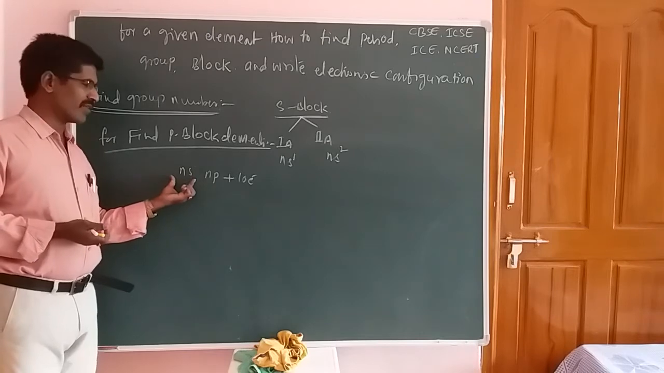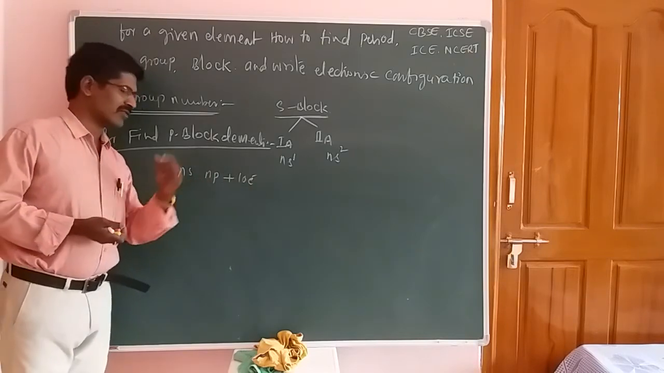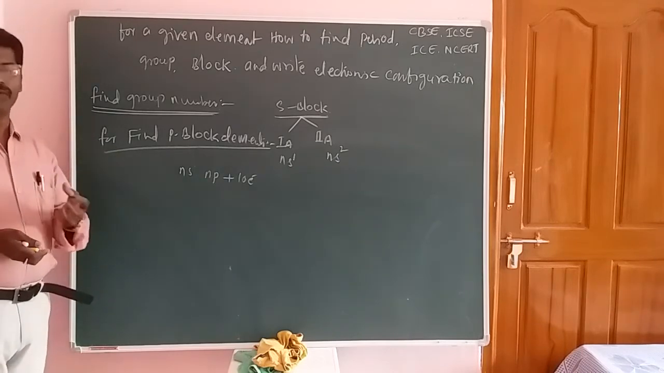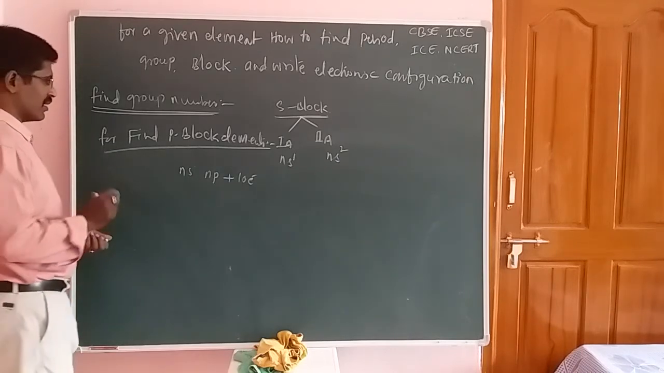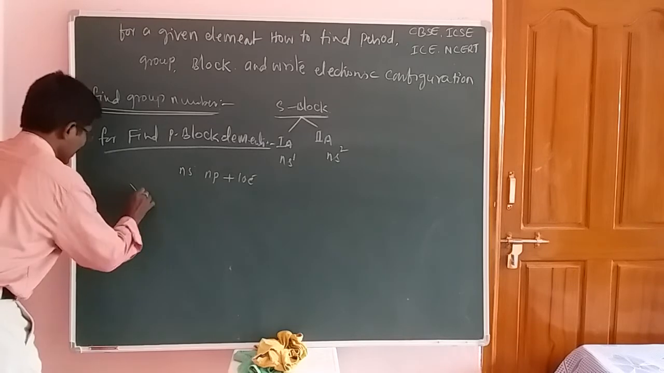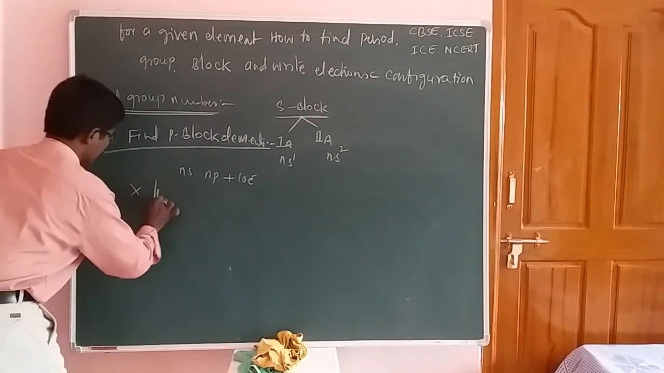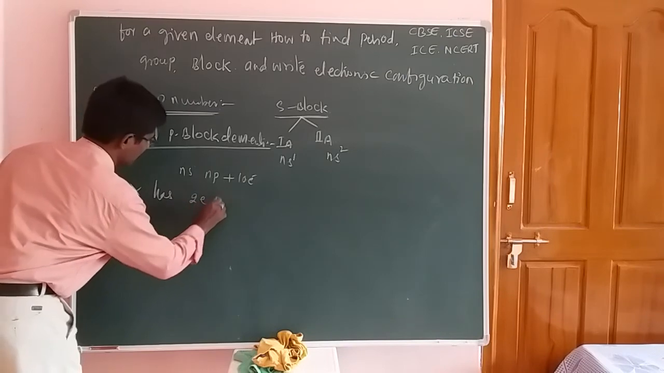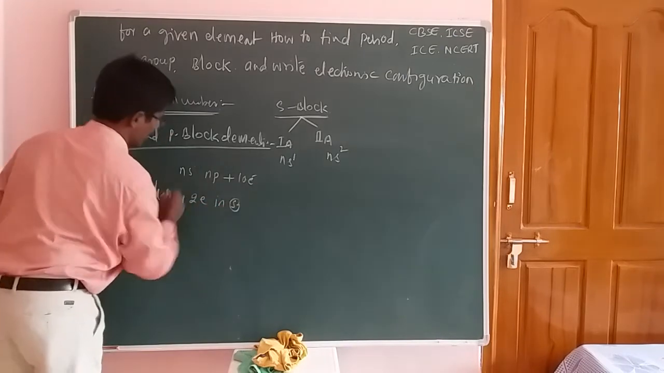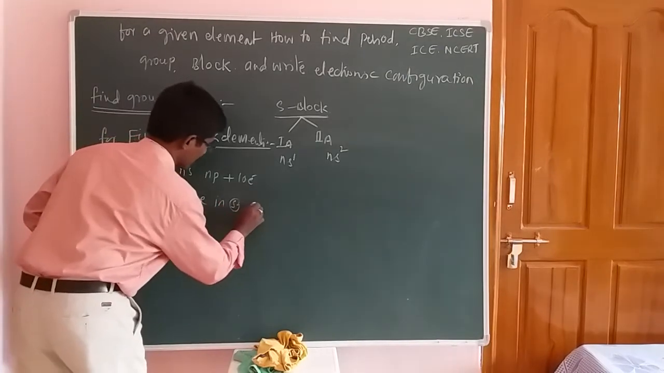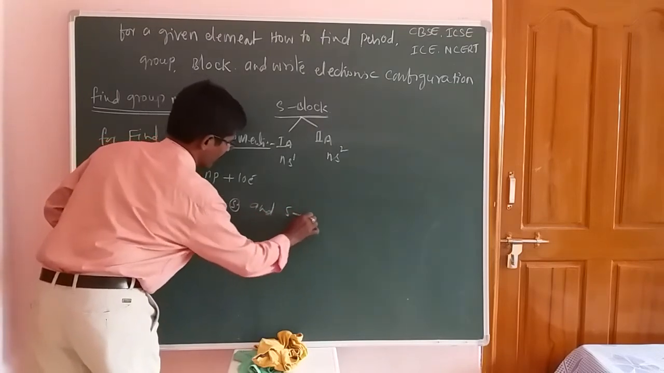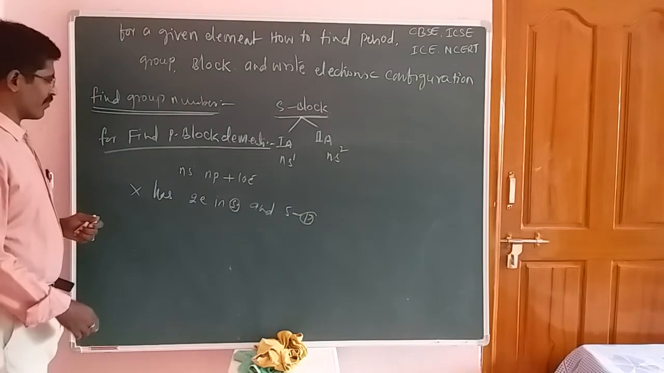ns electronic configuration, np plus add that. For example, students, for our understanding purpose, I will give one question. If we have in the question, X element has 2 electrons in the s orbital and 5 electrons in the p orbital.